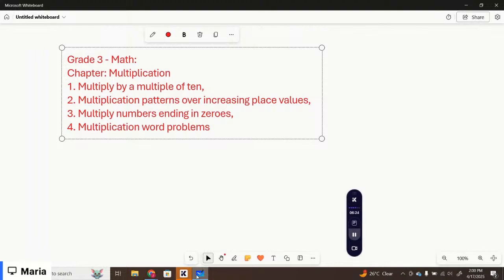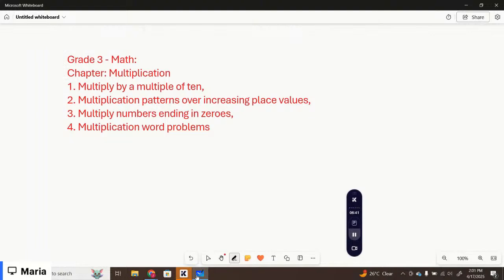We are here for grade 3 math. You can find all the lessons on aplusstudents.com.